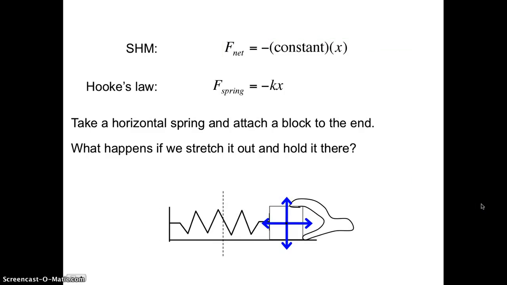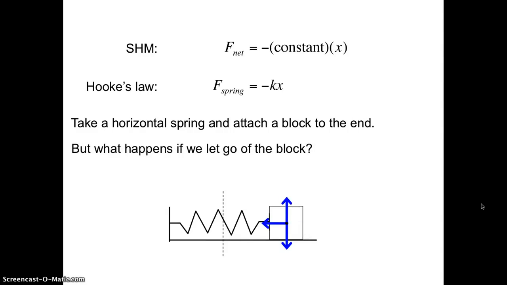But what if we let the block go? Now, there's not going to be the force of the hand pulling the block to the right. All we'll have is gravity and the normal force, which balance, and then there will be this spring force, which is unbalanced. So the net force on the block will equal the spring force. And the spring force, we know, is equal to minus kx, so we can replace the right side with minus kx.